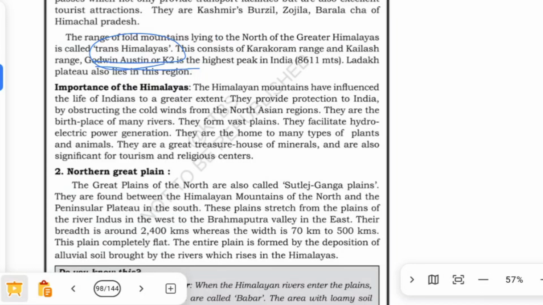Ladakh plateau is also lying in this same region. The highest plateau in the world is the Tibetan plateau. Ladakh plateau is the next one. So you can see that.